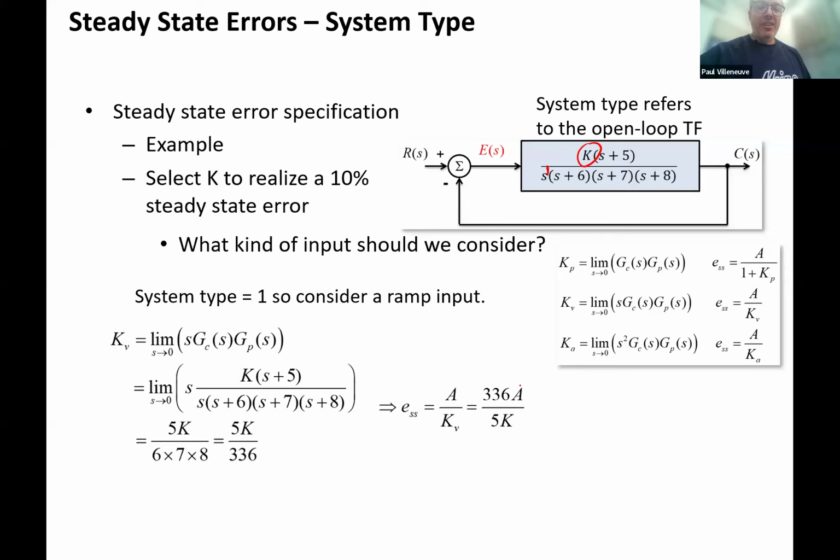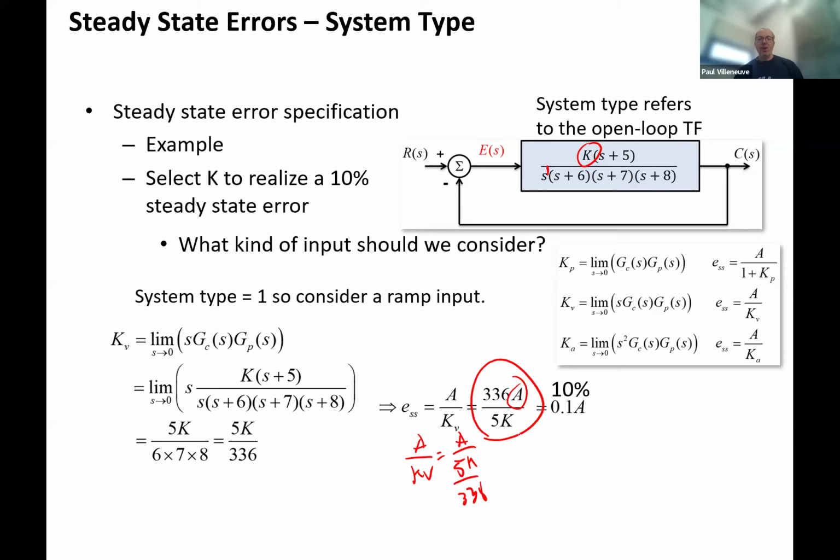Or if I leave this generically as A, 336 times A, let me just go ahead and show you, right? Because this is A over K sub V, which is equal to A over 5K over 336, in case you're wondering how I ended up with that. So I want that to be 10%, and I'm going to just pick 10% of its final value. So that means I will go 0.1 times A.